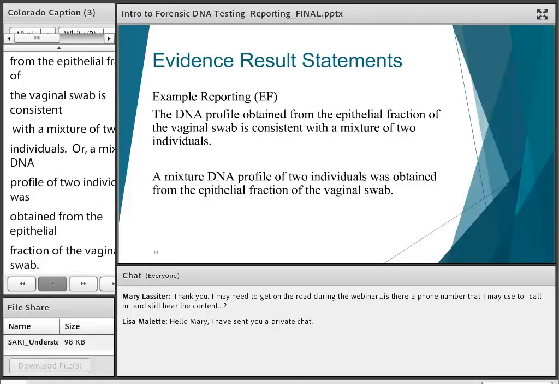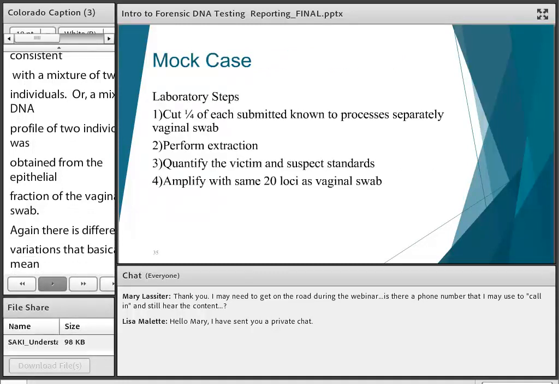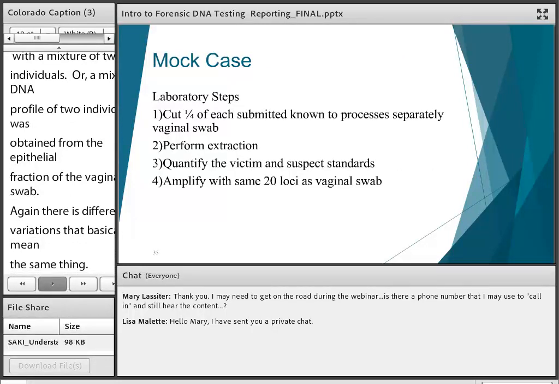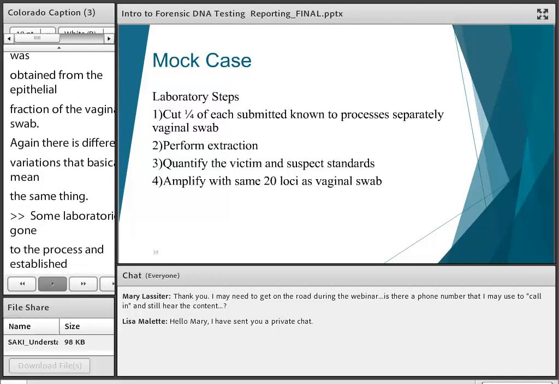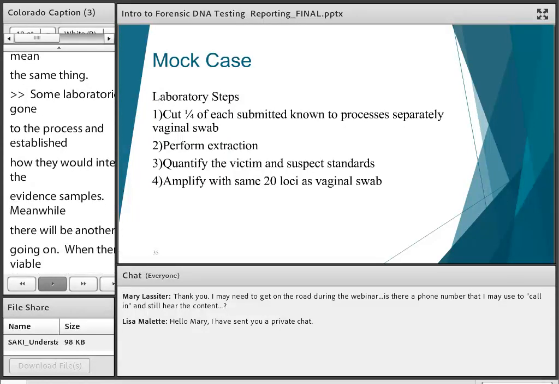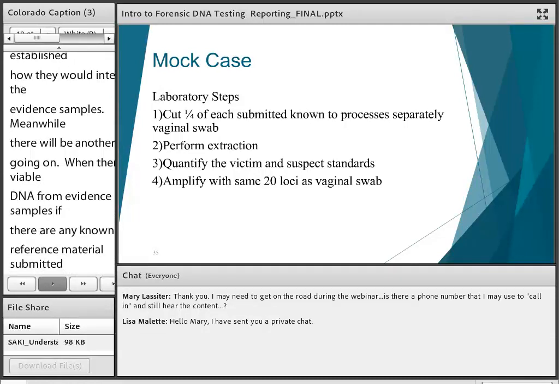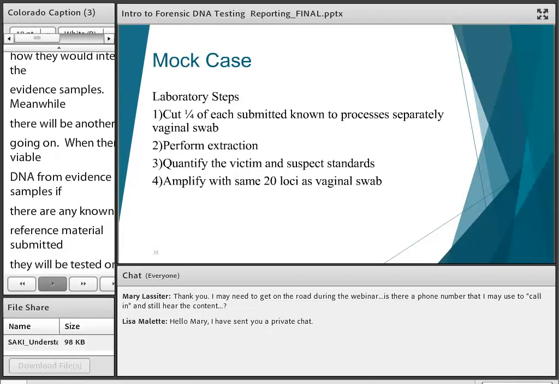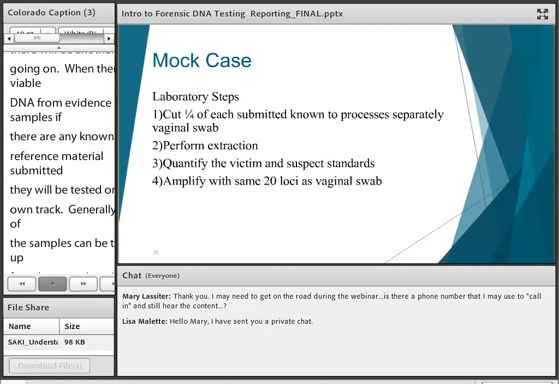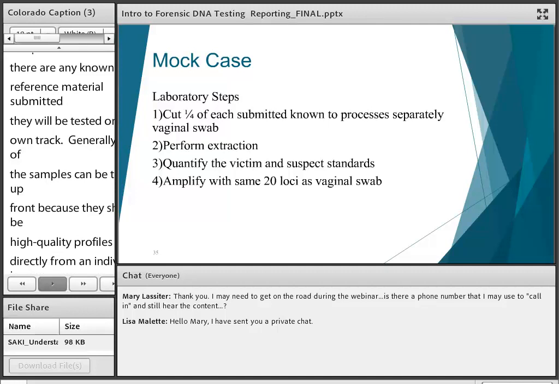Once the laboratory has gone through that process and established how they're going to interpret the evidence samples, meanwhile, there's going to be another flow going on. When there's viable DNA from the evidence samples, if there are any knowns or reference materials submitted, they're going to be tested on their own track. Generally, less of these samples can be taken up front because they should be high-quality profiles if they were taken directly from an individual. So an extraction will be performed just to remove the cells from the substrate, such as a swab, break open the cells, and release the DNA.